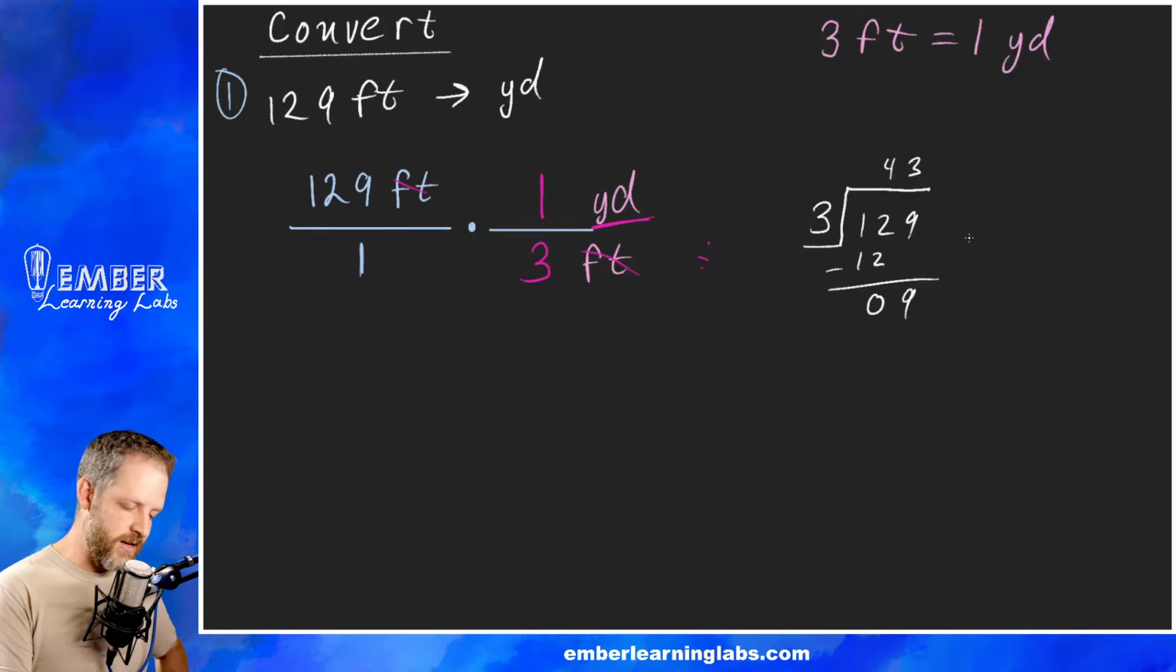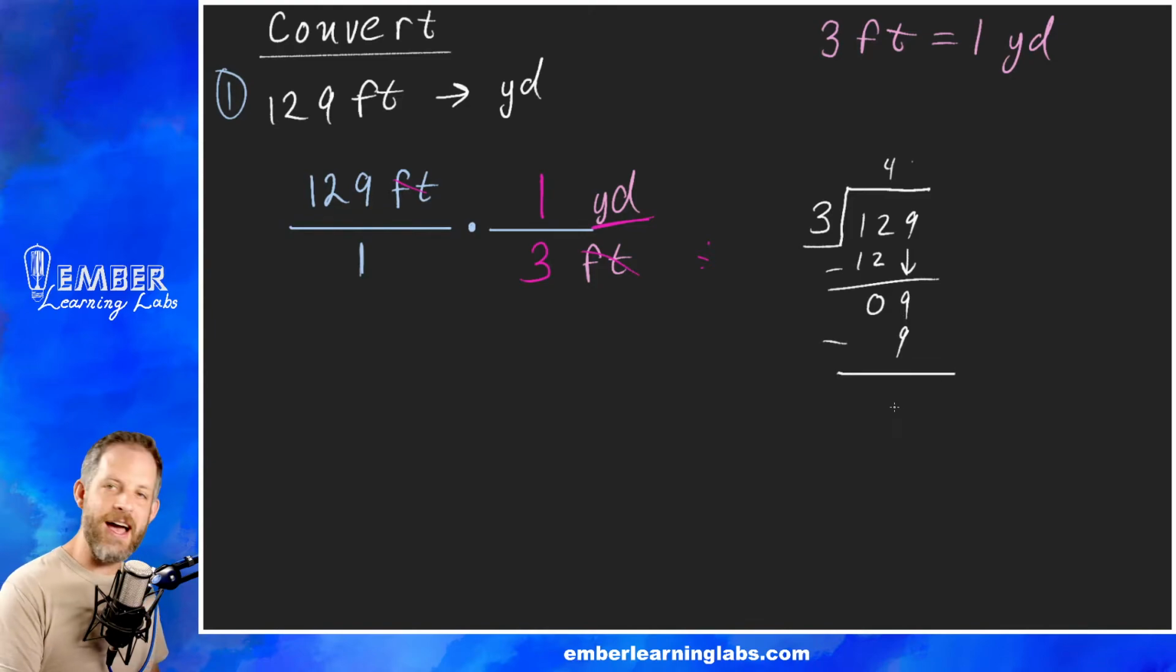Oh, I didn't bring down. I kind of got ahead of myself and started talking about things. This 9 should have been there, and then another 9, and then subtract. Sorry. 9 minus 9 is 0. Oh, I forgot to leave that up there. Oops. So we've got a 0 at the end. We're good to go. We're done. The answer is 43. I'm leaving a space because we don't want to forget our units. 43 yards is the answer.